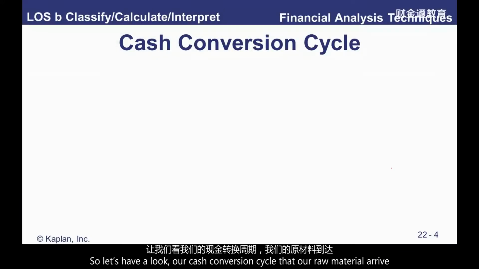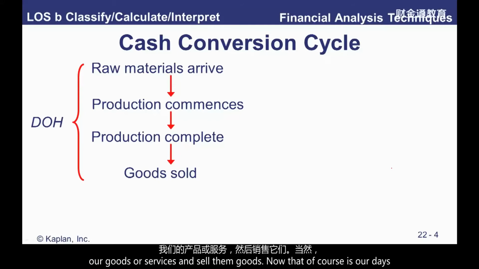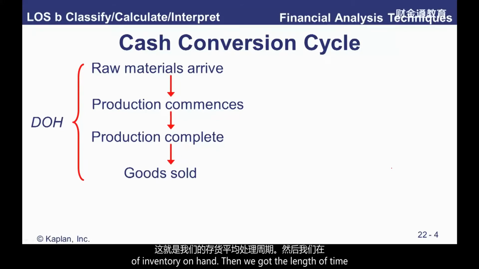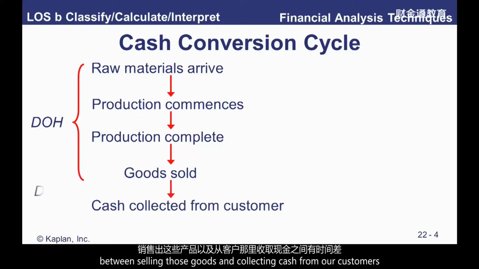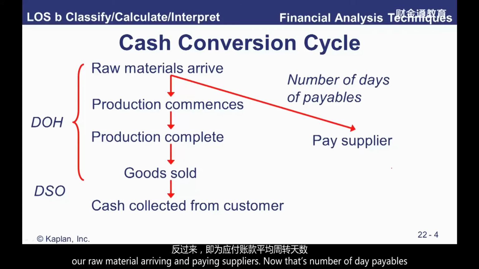So let's have a look at our cash conversion cycle. So our raw materials arrive, we start producing the good or service, and then finally we complete the good or service and sell those goods. Now that, of course, is our days of inventory on hand. Then we've got the length of time between selling those goods and collecting the cash from our customers, days sales outstanding. We've also got the length of time between our raw materials arriving and paying suppliers. Now that's the number of days of payables.